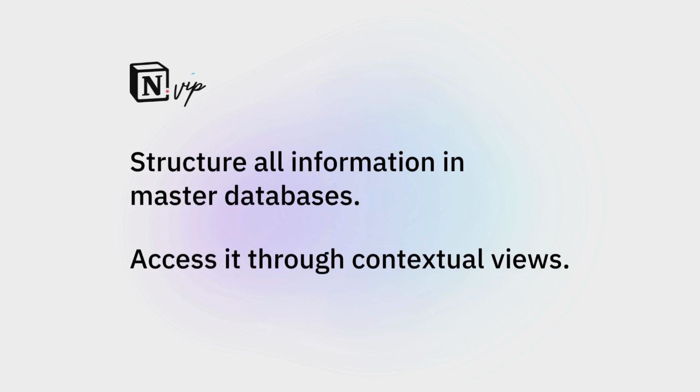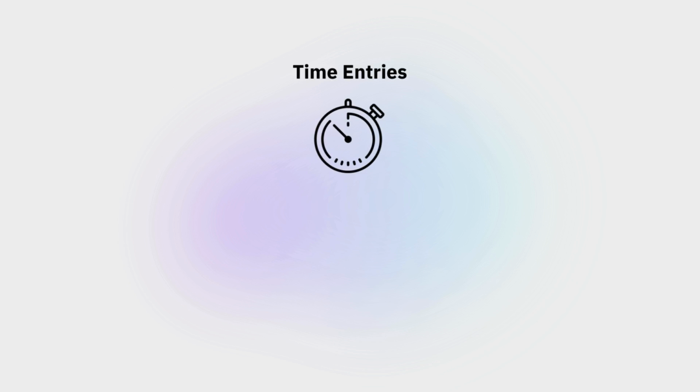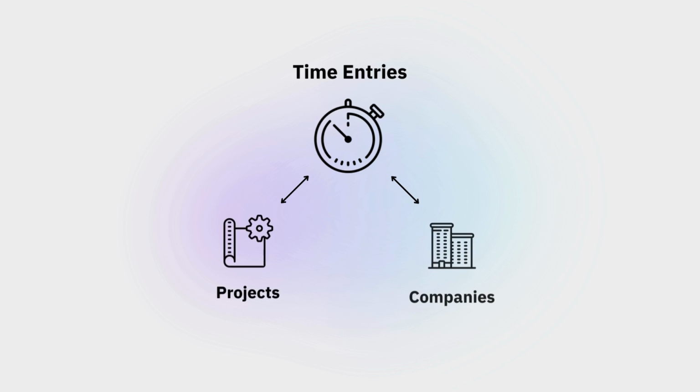So you know my number one rule for using Notion is to structure all information within related master databases and then access it through contextually filtered views. So at the crux of this time tracking system is a database of time entries, and each entry relates to either a project or a company, which are already master databases within the Bulletproof framework and nearly every Notion workspace I develop. So that relationship allows us to summarize logged time by project or company and generate insightful reports for invoicing, managing retainers, and other needs.